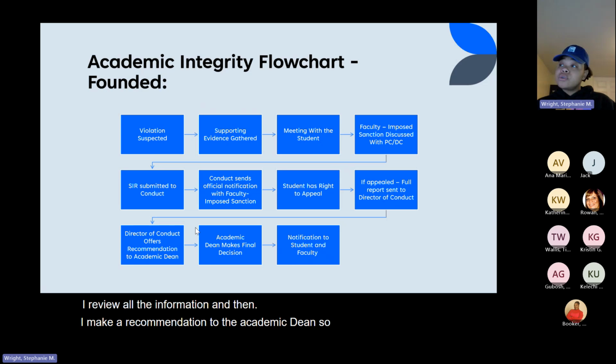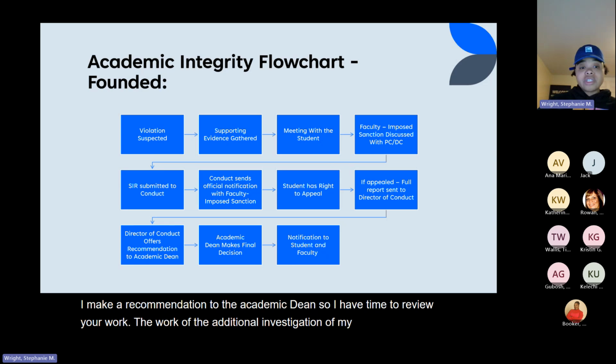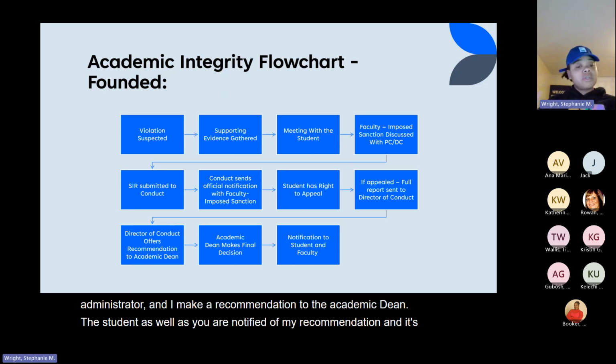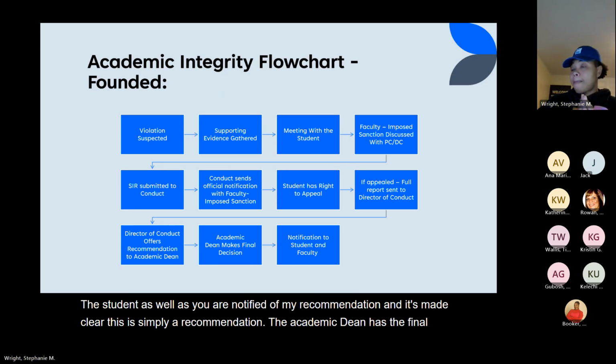So I have time to review your work, the work of the additional investigation of my student conduct administrator, and I make a recommendation to the academic dean. The student, as well as you, are notified of my recommendation. It's made clear this is simply a recommendation. The academic dean has the final say, right?